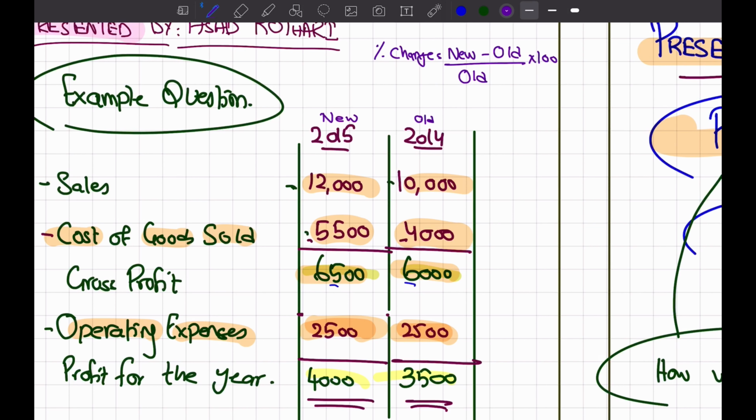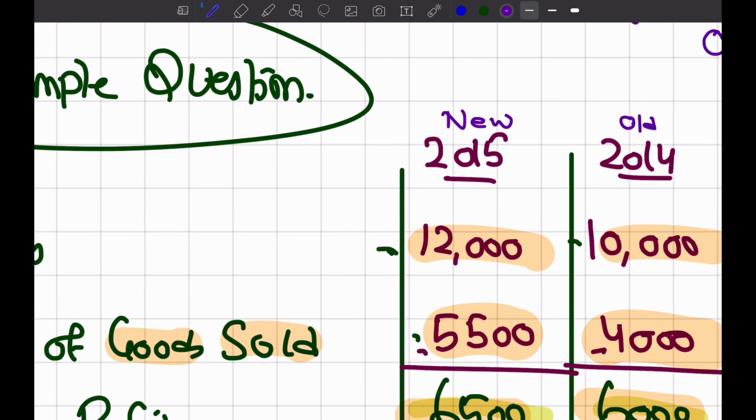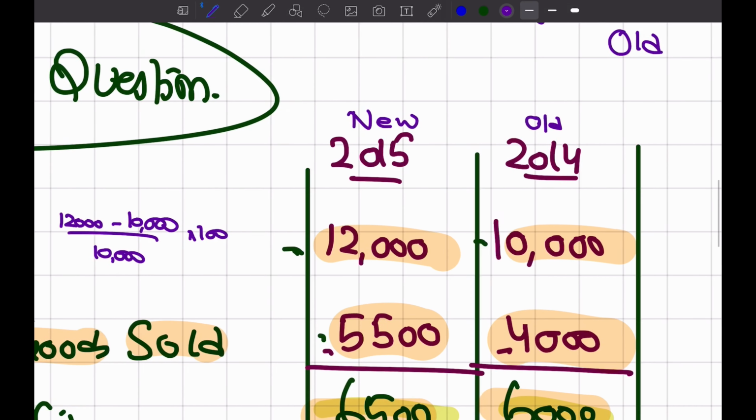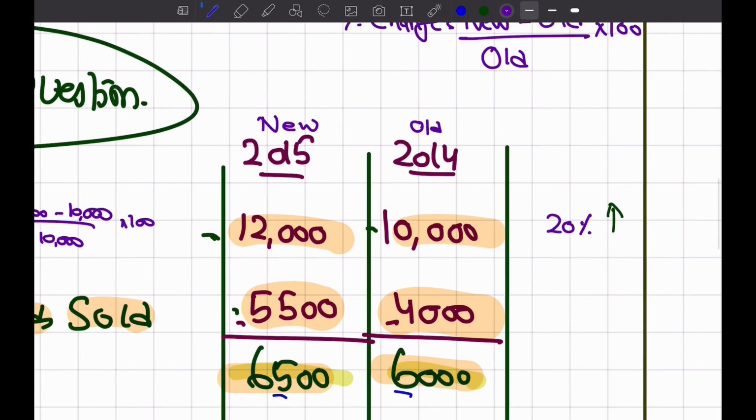So if I talk about percentage change in sales, okay, पहले मेरी सेल्स 10,000 थी, अब 12,000 हो गई हैं. If I want to calculate the percentage change, that will be new value minus old value divided by old value multiplied by 100. That will give me 20%. I can say that the sales has increased by 20%.